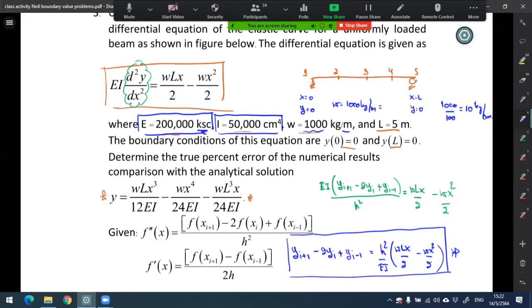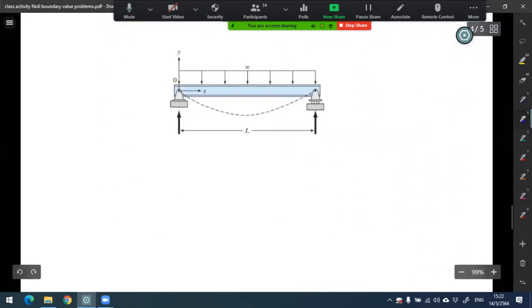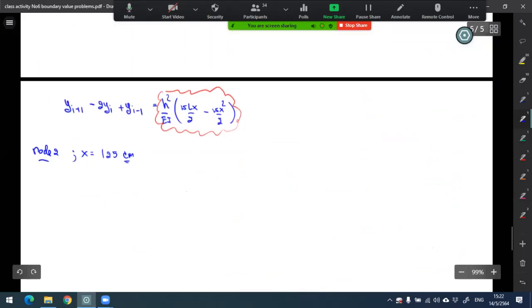And length from 5 meter should be 500 centimeter. That is maybe easy for that. So for this case, I will note over here, H becomes 125 centimeter. Length becomes 500 centimeter. W, that is the weight, is 1000 kilogram per meter. That becomes 10 kilogram per centimeter.